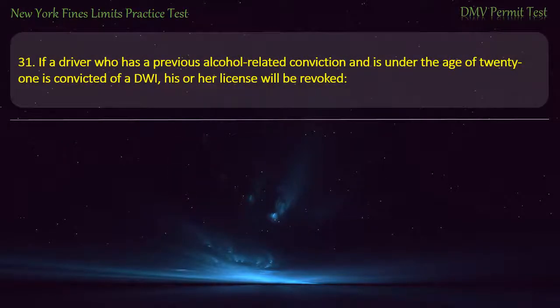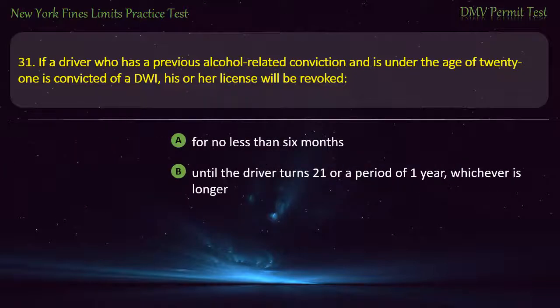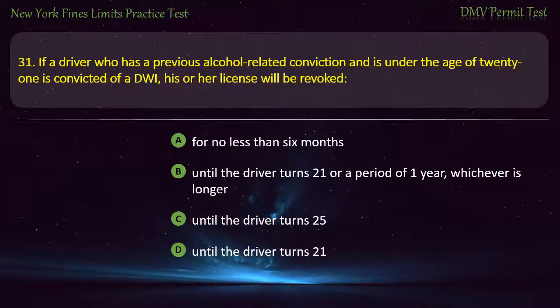Question 31. If a driver who has a previous alcohol-related conviction and is under the age of 21 is convicted of a DWI, his or her license will be revoked for no less than 6 months. Until the driver turns 21 or a period of 1 year, whichever is longer. Until the driver turns 25. Until the driver turns 21. Answer: Until the driver turns 21 or a period of 1 year, whichever is longer.